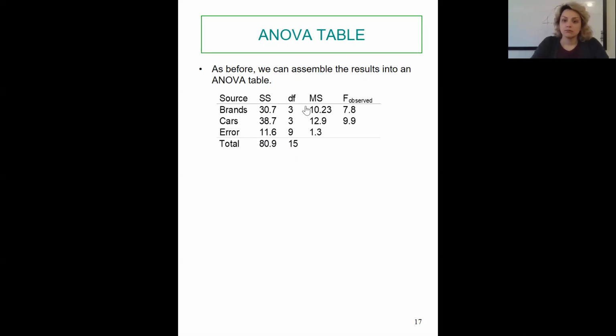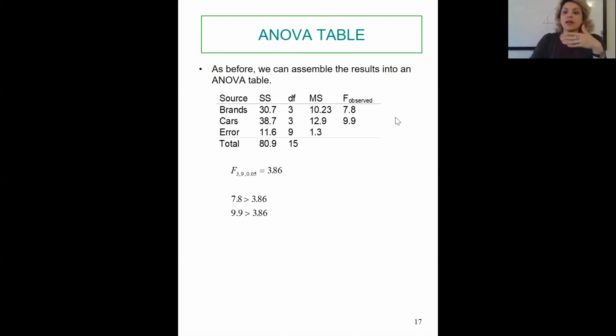Mean square, in an ANOVA table, you divide the sum of squares by the degree of freedom, and it gives you the mean square. So we have the mean square of the brands, the treatments, the mean square of the blocks here, and the mean square of error, which is the same as sigma squared. But look here, here is the interesting part. For F observed, we have 2 values. We have F observed for the brands, and F observed for the cars, the blocks.